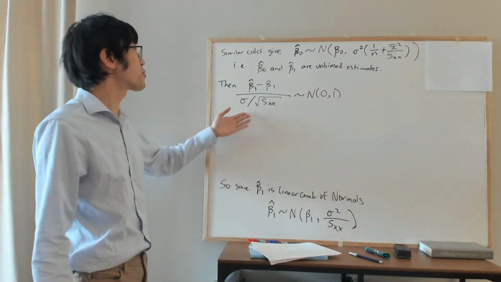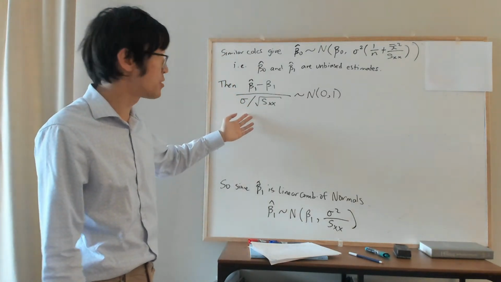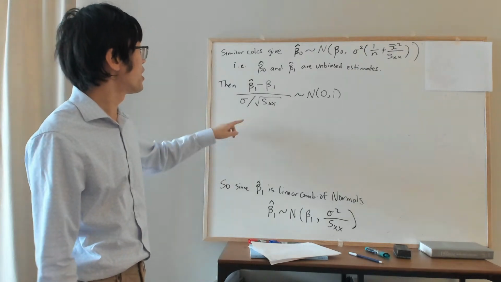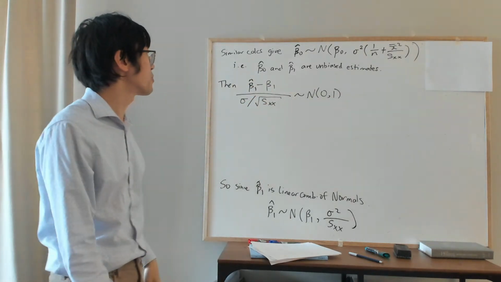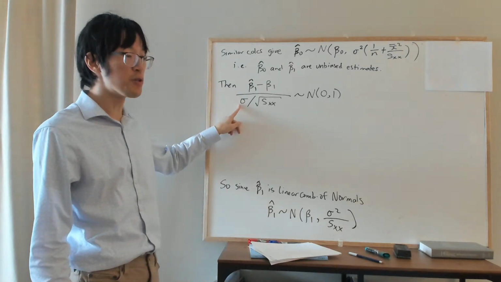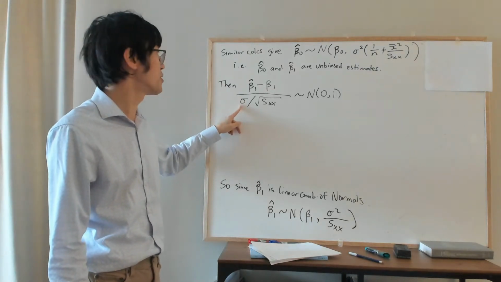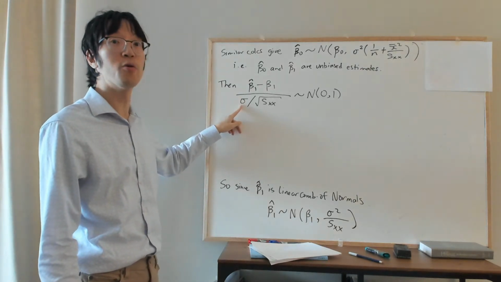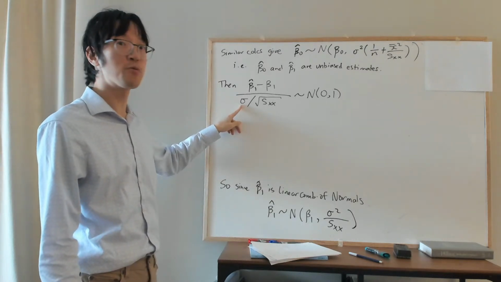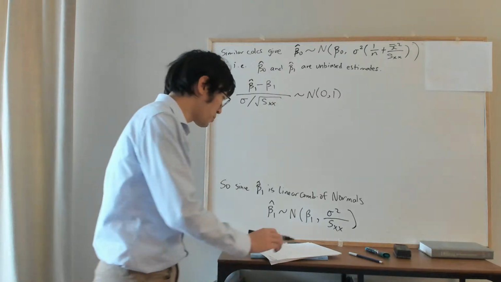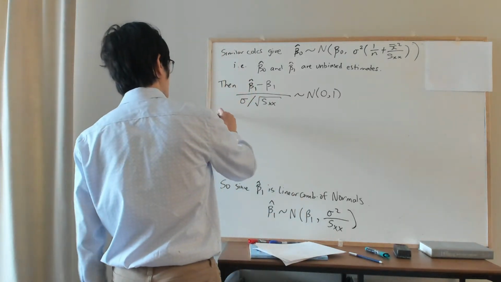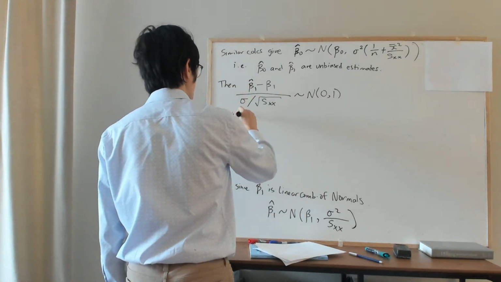It looks like we're almost ready to come up with the test statistic, but we have a slight problem: we can't compute this quantity. The reason is that it has a sigma in the denominator, and we don't know what sigma is. So the best we can do in general is to plug in our estimate for that. Sigma is, however, unknown.